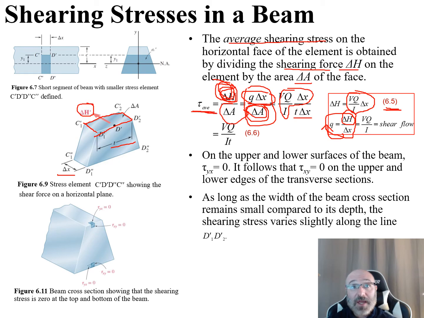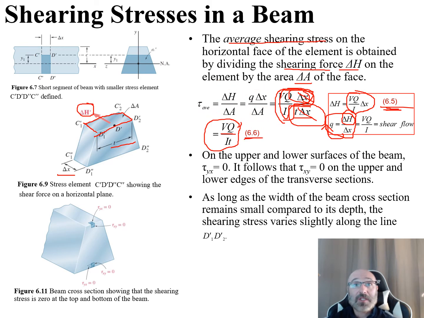We've now said that our tau average is equal to this value right here that we had for our delta H times our delta X. So there's our whole delta H from this relationship shown in 6.5. And this is now our delta A in the denominator, which is t delta X. We can see we have a delta X and a delta X that are going to cancel out. So that now just leaves us that our tau average, our average shearing stress, is V times Q all over It, which is our equation 6.6 from our textbook.